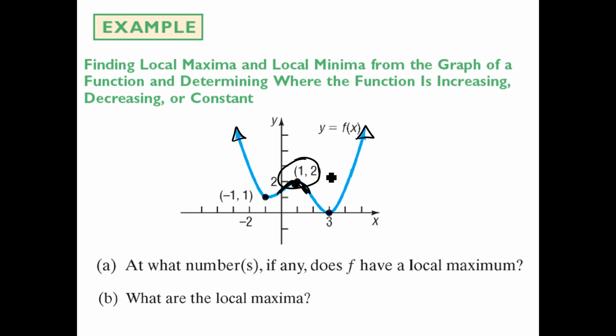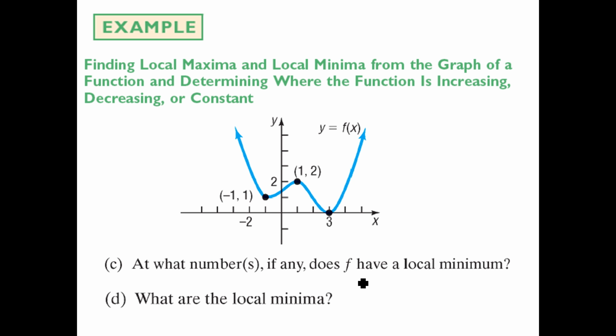So at what numbers does it have the local maximum? It's happening at 1. And what is that local maximum? It's 2, right? X value, Y value. All right, how about minimum? So at what numbers do we have one? There's one. So at -1 and at, right here, this is 3, 0. So at 3, and the minima are, the Y values, 1, and the Y value here would be 0.